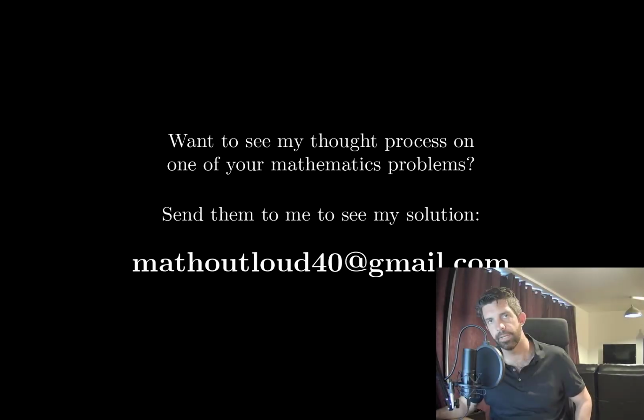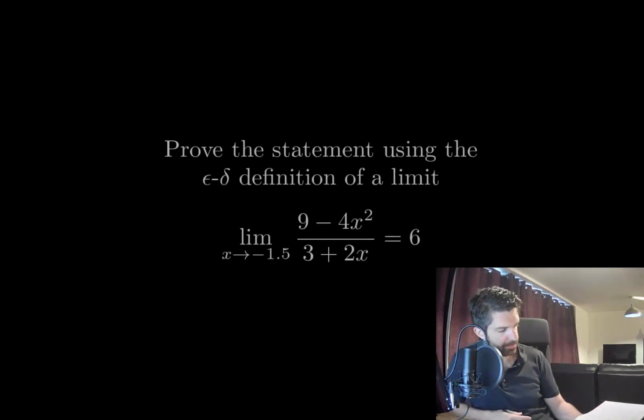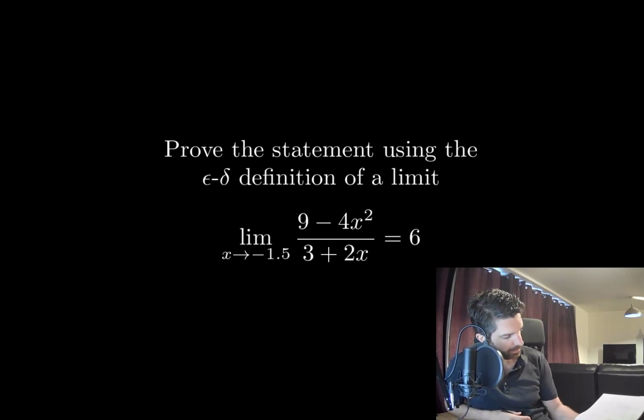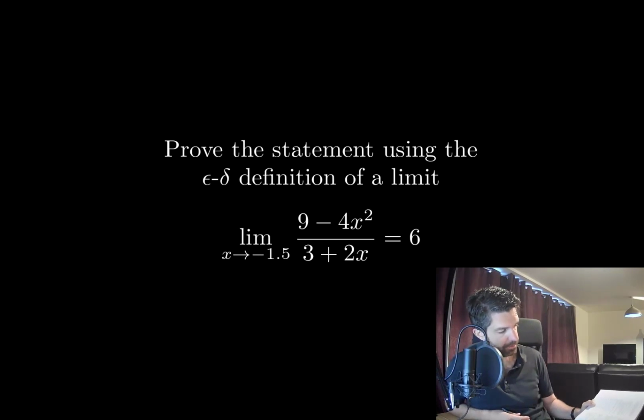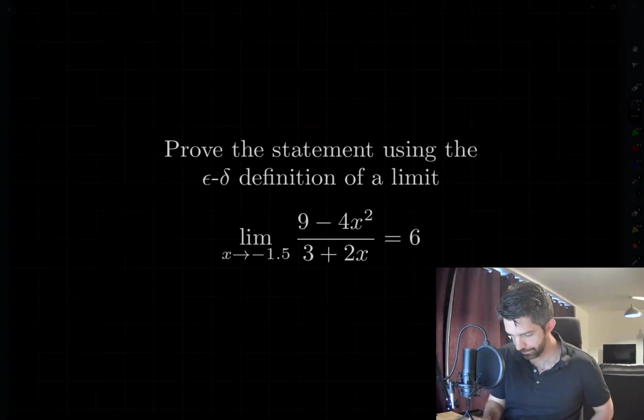Hello everyone, let's take a look at another problem. Prove the statement using the epsilon delta definition of a limit. The limit as x approaches negative 1.5 of (9 minus 4x squared) divided by (3 plus 2x) is equal to 6.